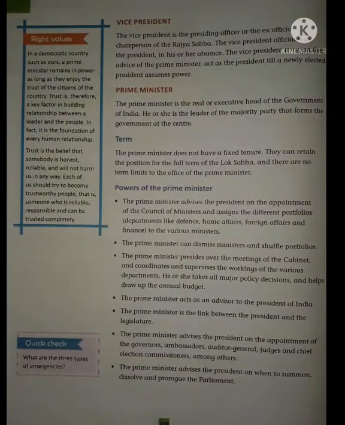So let us learn about the Vice President. The Vice President is the presiding officer or the ex officio chairperson of the Rajya Sabha.